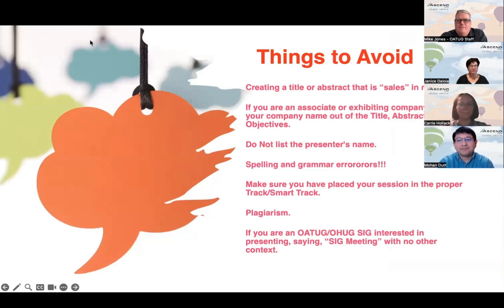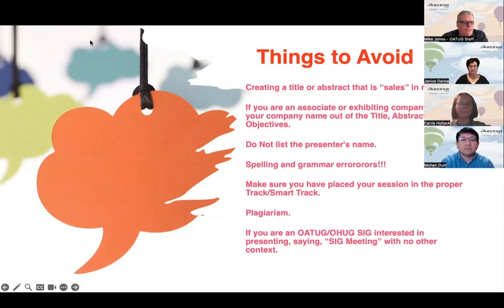Things to avoid. This should be pretty clear and easy. Avoid creating any title or abstract that's sales in nature, especially if you're an associate. Let's use IBM as an example: say how IBM helped fix this problem. Don't ever be salesy in that nature. Make sure you're leaving your company name out of the title and abstract. You want it to be a pure learning experience.